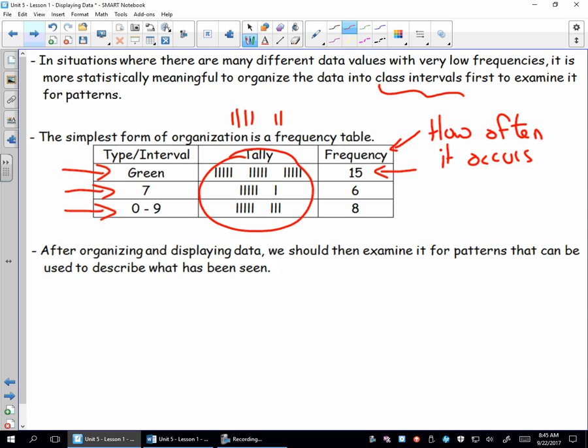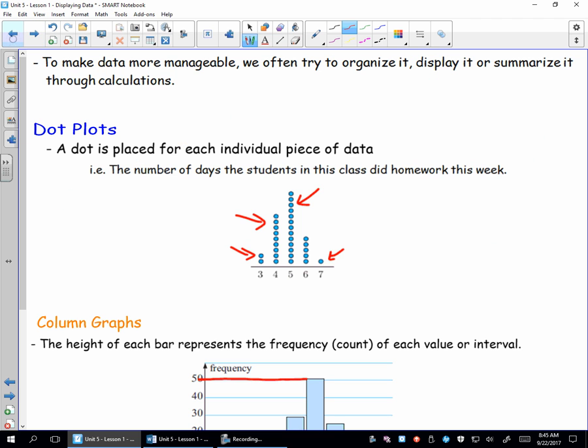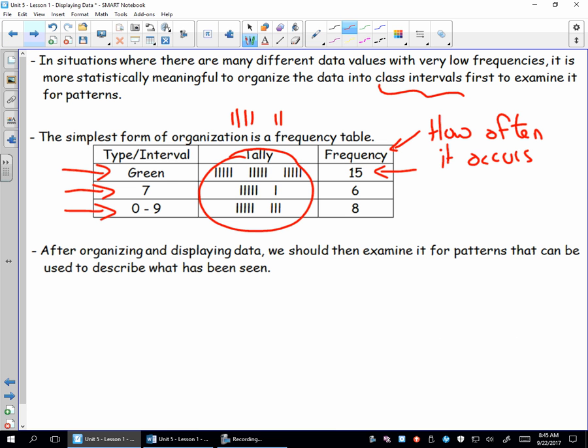Usually when we make a graph, we start with the table first. We just organize it. We take our raw data and we sort it out a little bit. And then we choose our graph. Our graph might be a dot plot, or it might be a column graph, or it might be something else. It could be a circle graph, a pie chart. It could be all kinds of different things, a pictogram. Okay? But we usually want to start with our table first.